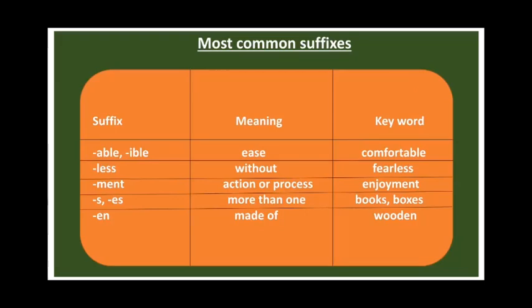Next is S or ES, which means more than one. So here we have the words books and boxes. Next is EN, that is made of. So we have the keyword wooden, wood plus en, wooden.